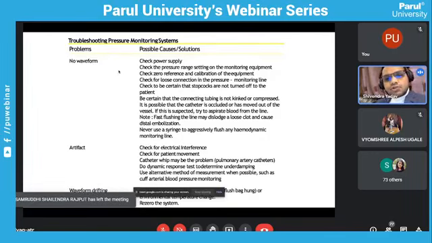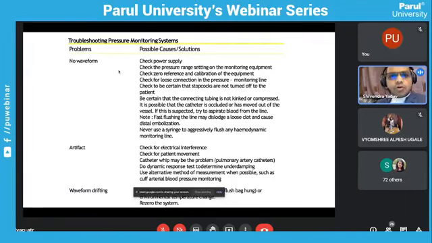Okay, then next is to check to be certain that stopcocks are not turned off to the patient. Sometimes you will zero the pressure but you forget to open it to the patient side, and at that time you will not get the pressure. So if you are not getting a waveform, check if the circuit is towards the patient and not towards the air. Okay, so your circuit is very important.